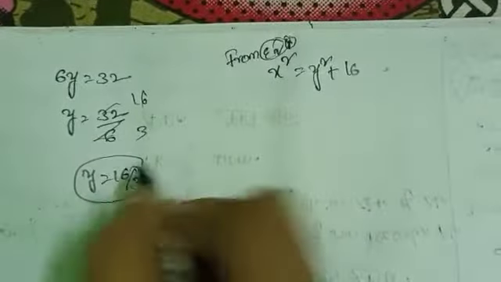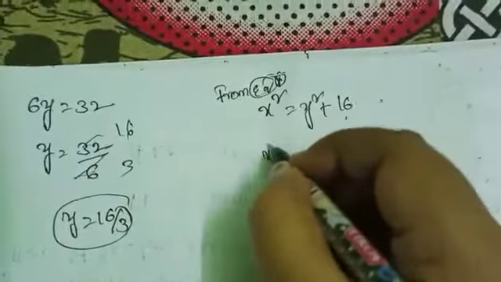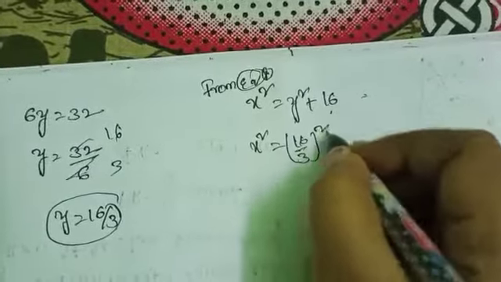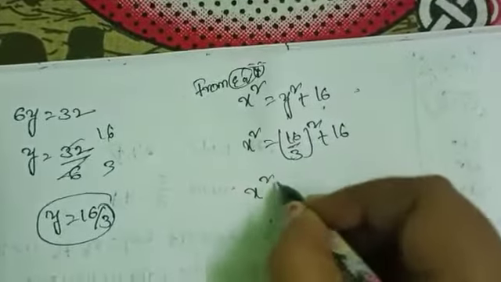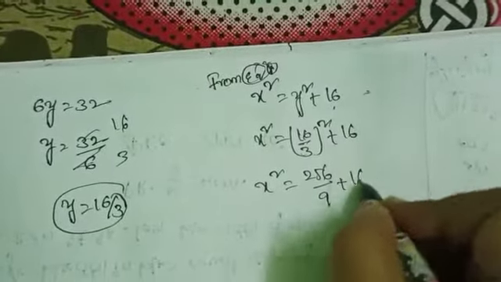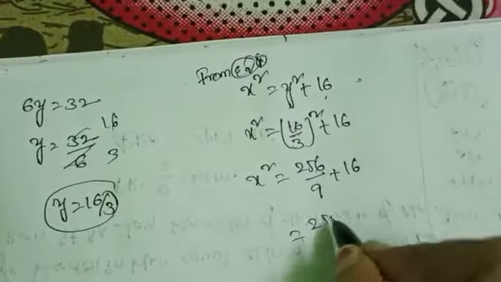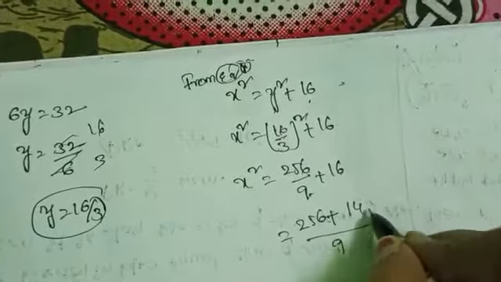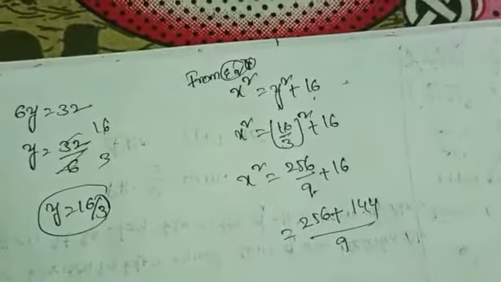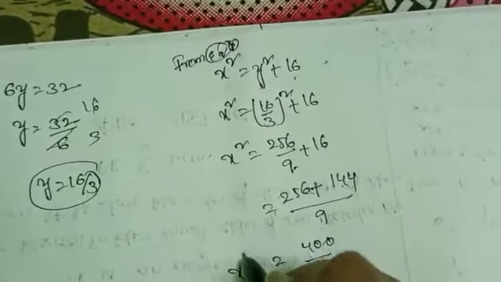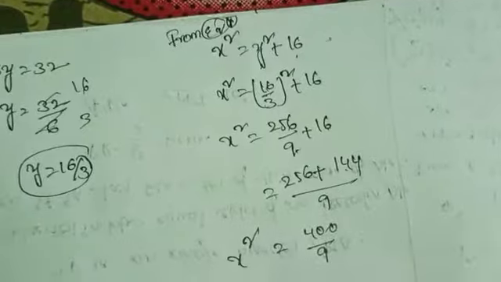Substitute the Y value in equation 1. X square equal to Y square plus 16. Y value 16 by 3 whole square plus 16. X square equal to 16 square, which is 256, over 3 square, which is 9, plus 16. Take LCM, LCM is 9. 256 plus 9 times 16, that is 144. 256 plus 144 is 400 by 9. X square equal to 400 by 9.